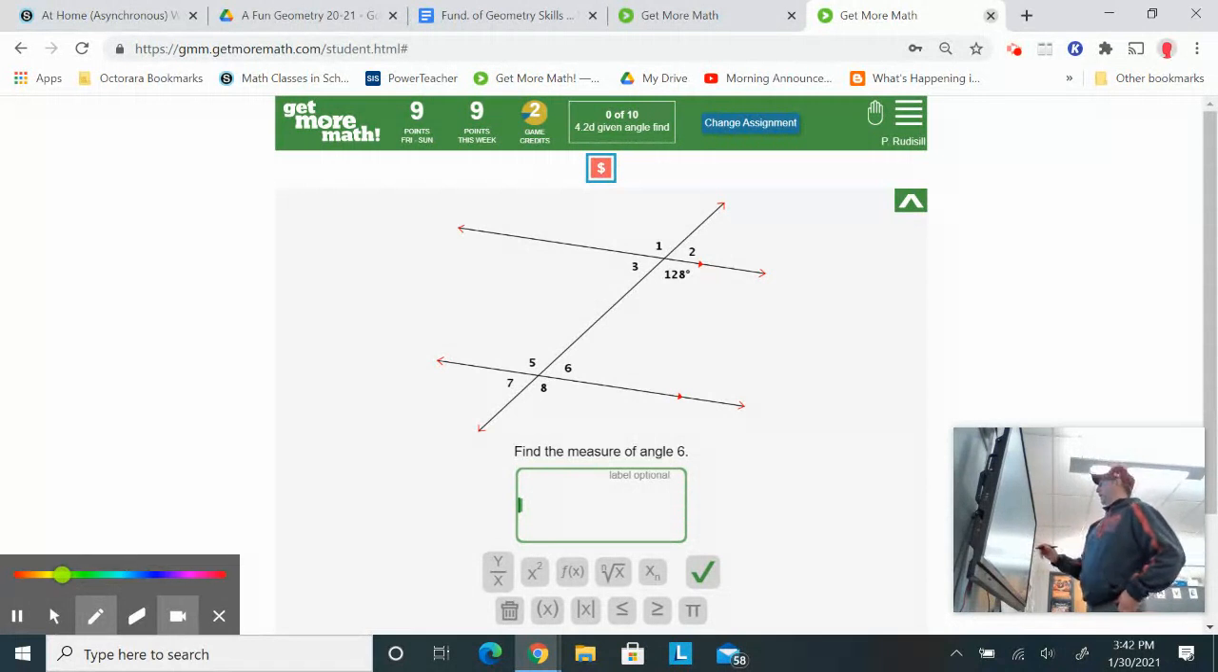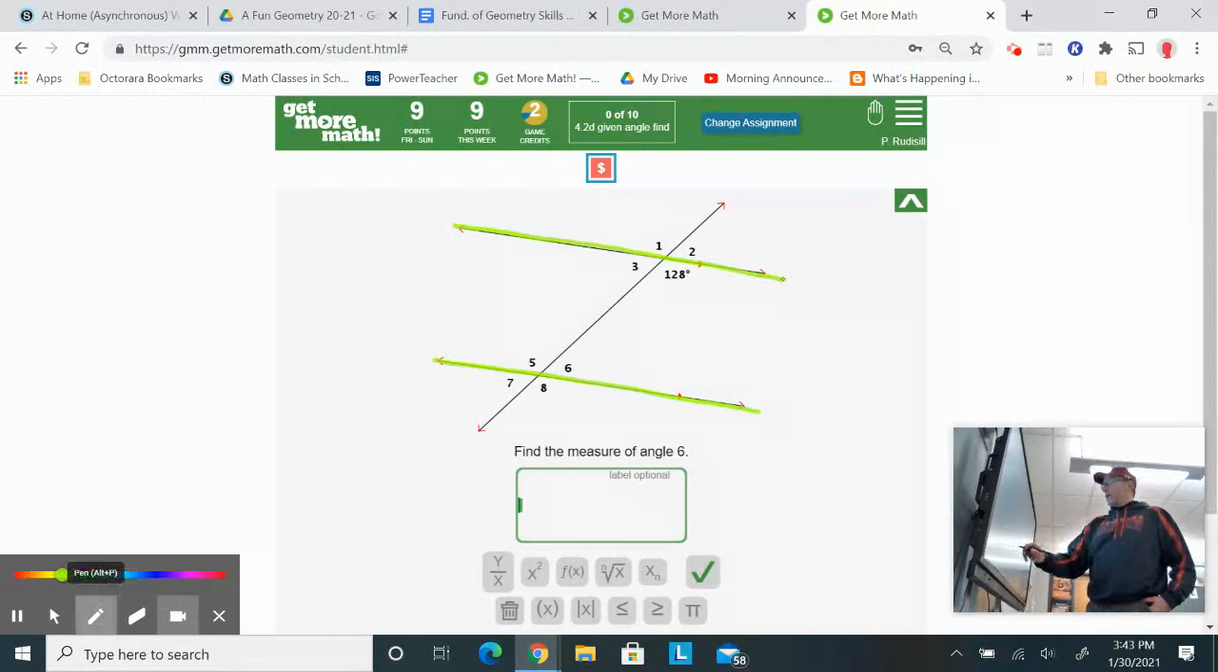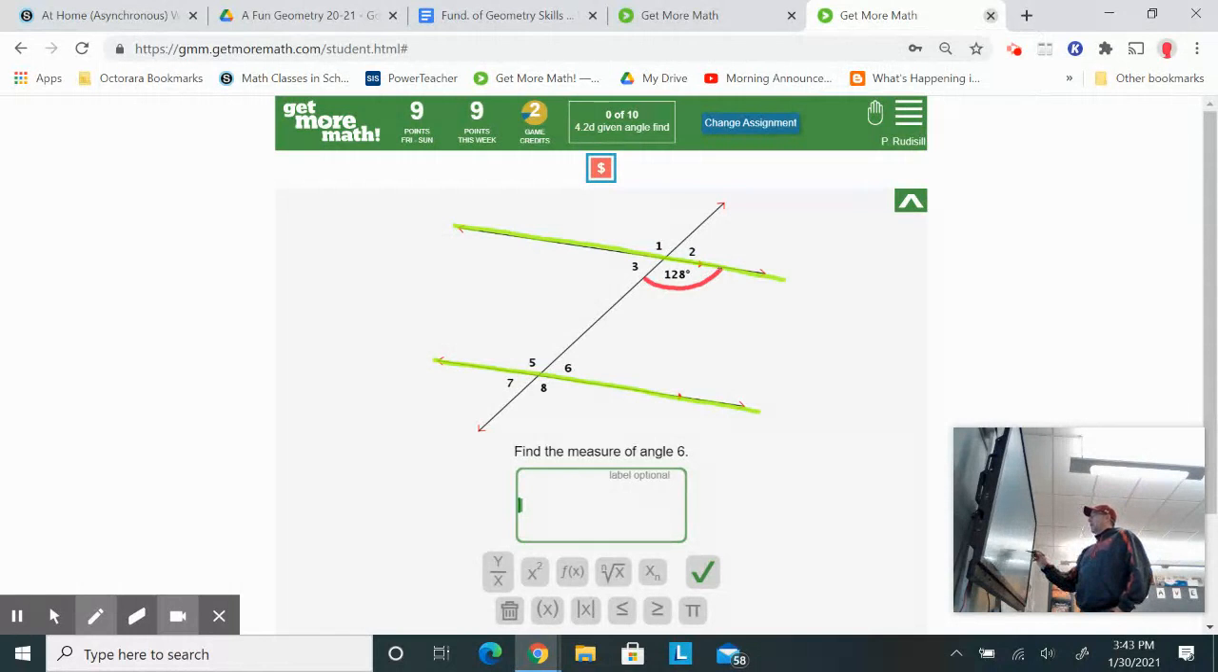Let's take our parallel lines, which of course are the ones pretty obviously parallel. You can tell by the little extra arrows that are labeled there. Then we have our transversal. We'll keep it blank yet. And we are given this angle here, 128 degrees, and we're supposed to find angle 6.